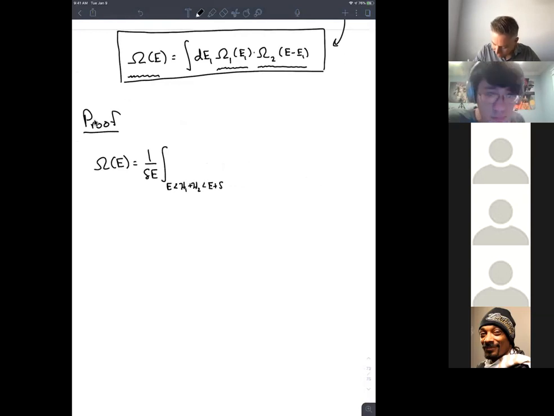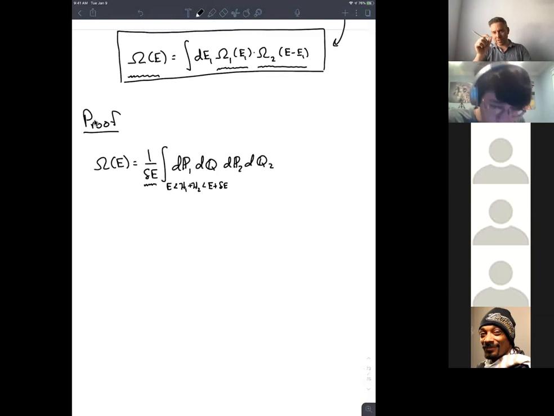E plus delta E, dP1, dQ1, dP2, dQ2. Okay. Now what I'm going to do is, again, this little delta E is just an infinitesimal thickness that corresponds to varying our energy by a little bit. So E1 does not depend upon what we choose this little delta E to be.